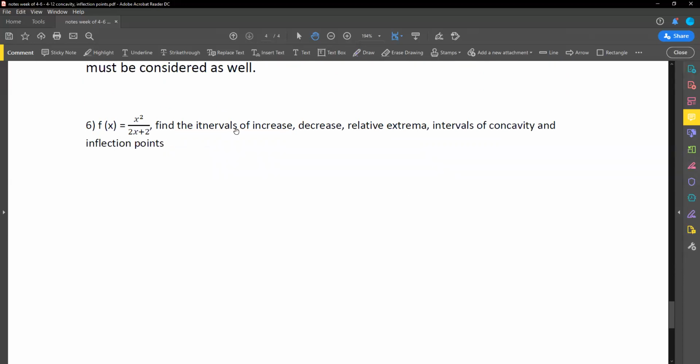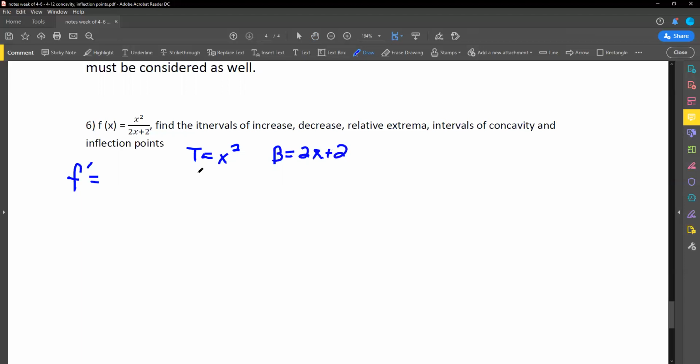We're going to find the intervals of increase, decrease, minimums, maximums. Then we're going to use the second derivative to find the intervals of concavity and inflection points. All right, so that being said, let's work all the way through this. All right, so to take the derivative, you're going to have to use the quotient rule. So let's see, we have the top is x squared, right? And the bottom is 2x plus 2.